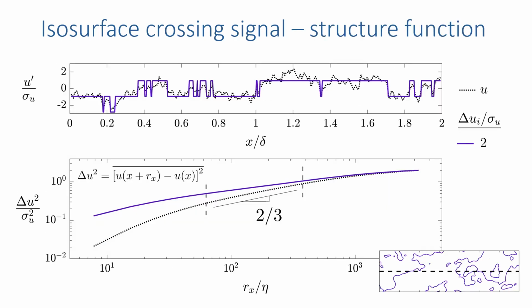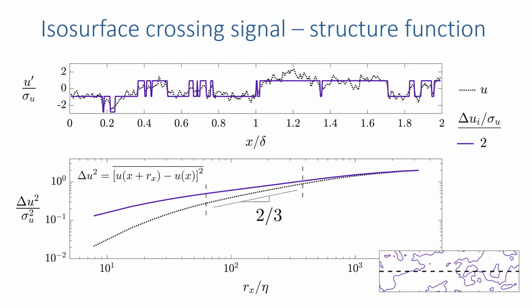Now, shown here at the top is another example signal where the difference in the adjacent velocity isosurfaces is approximately twice the standard deviation of the velocity signal, making this quite a coarse approximation of the velocity. And at the bottom, we have the second order structure function, which is a cousin to the energy spectrum in physical space, such that we expect a power law in the inertial subrange.